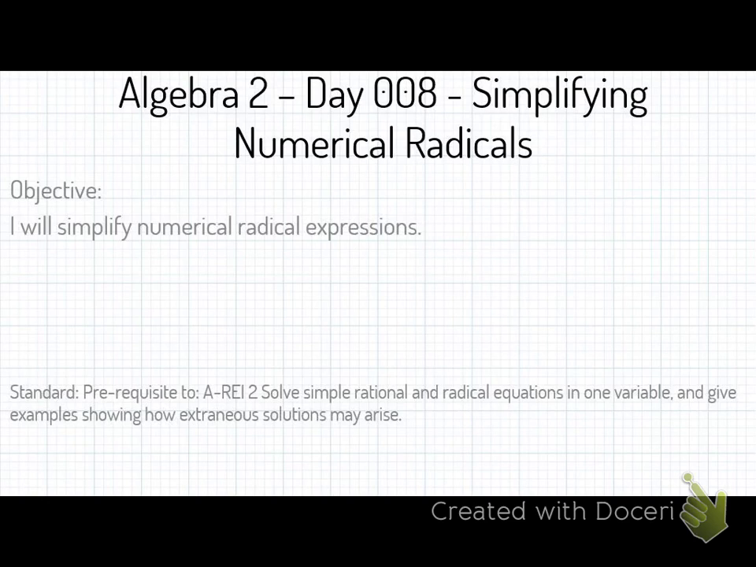Okay? So today we're doing numerical ones where we're just dealing with numbers, and tomorrow we'll deal with letters and stuff. Okay? So today, here's your objective. Let's all read this out loud. Ready and begin. I will simplify numerical expressions. Good. And the standard, you don't have to worry about it, but this is a prerequisite to what we're going to do next.